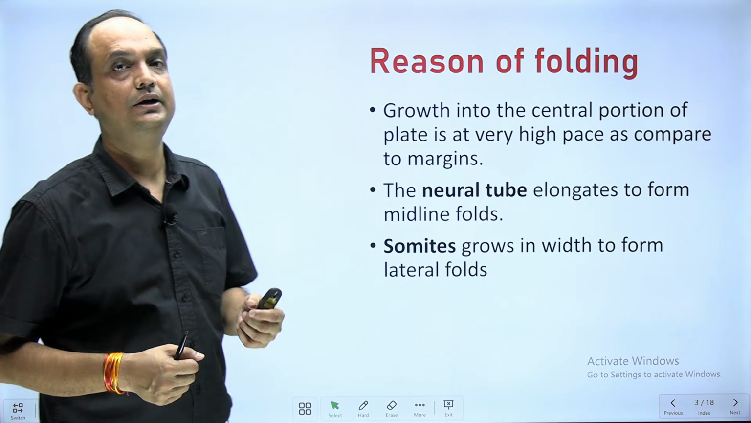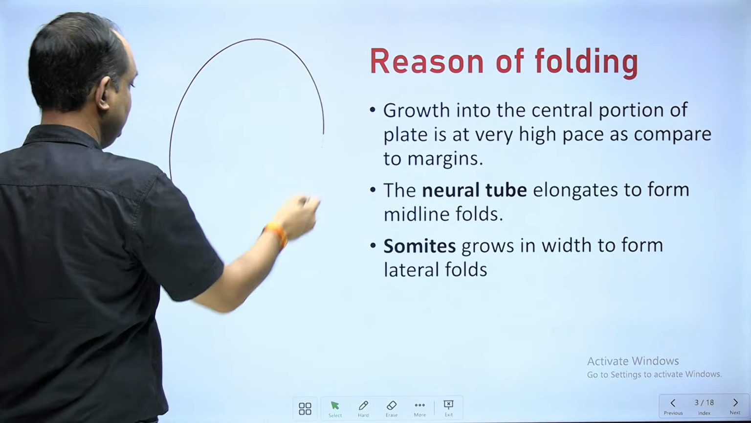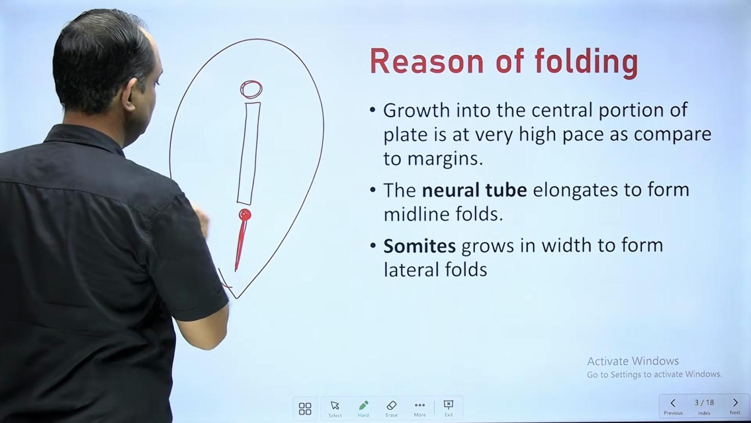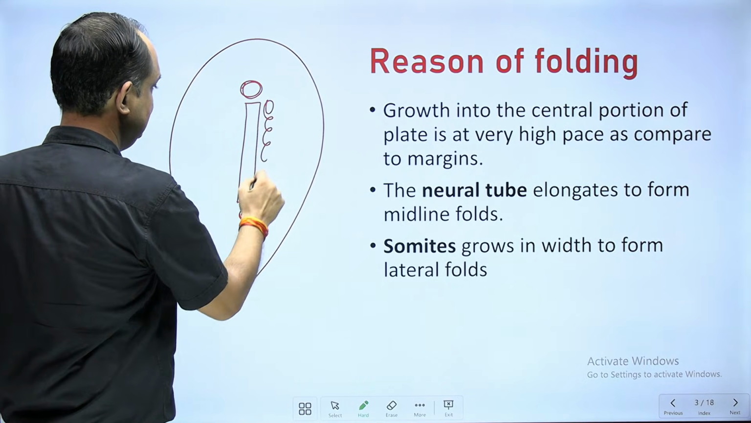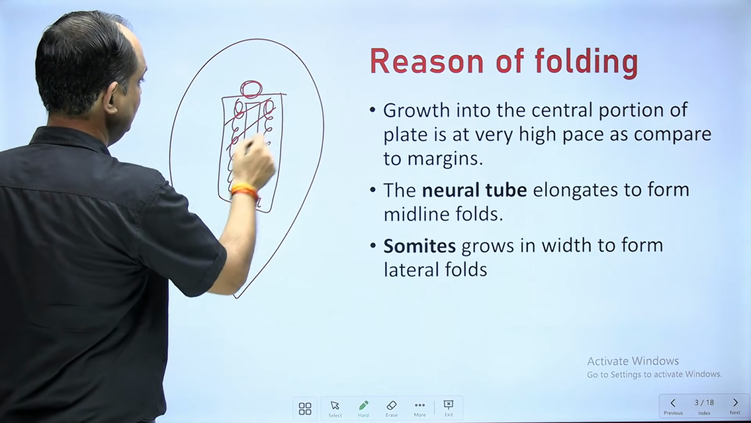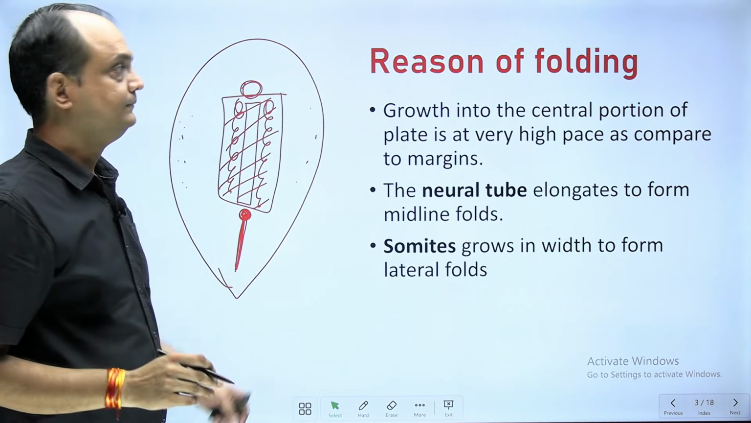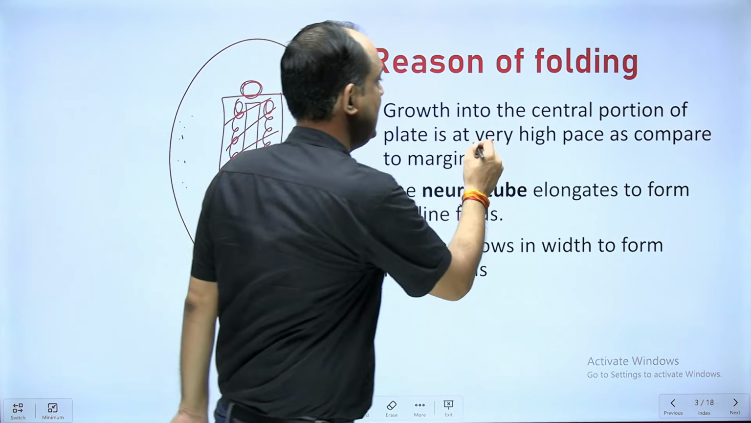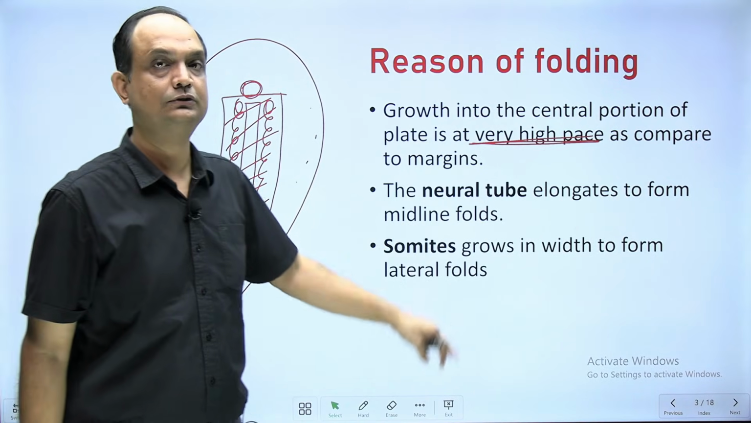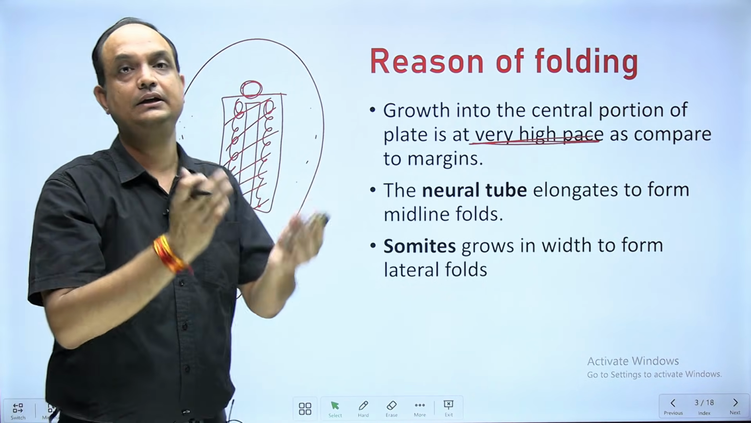So now the question is, what is the reason for the folding? The folding is initiated by the very high speed growth in the central part of the disc. In the center part, there are two things which initiate the folding. One is the midline structure known as the neural tube, and the second is the appearance of the somites in the paraxial mesoderm. This central portion is growing very fast, and the peripheral portion has very slow growth. The growth in the central plate is at a very high pace compared to the peripheral portion, and as the neural tube elongates, along with that the somites grow, and because of this very high speed of growth, the plate has to fold near the margins.